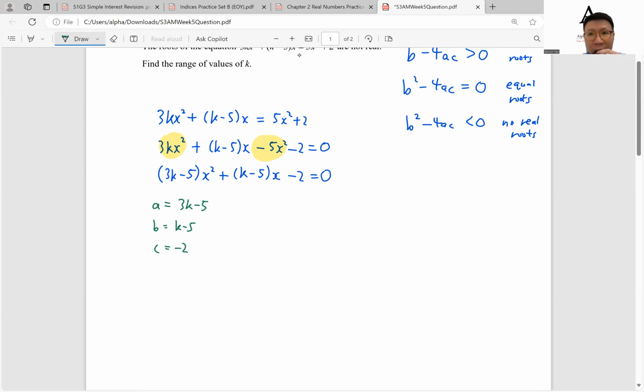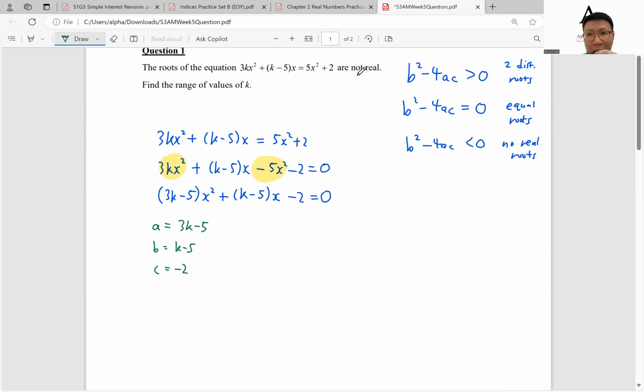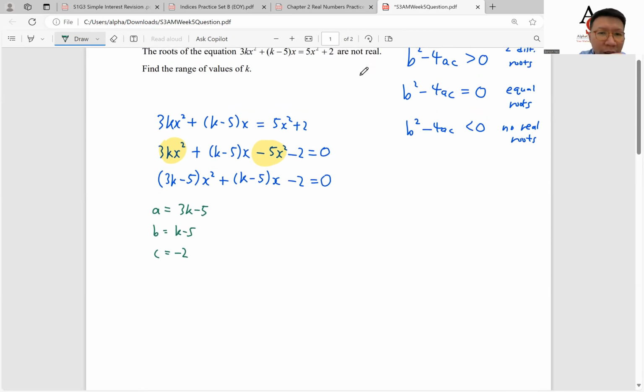So applying our b squared minus 4ac, this question says that the roots are not real. So the condition will be b squared minus 4ac less than 0. Let's sub the values in.